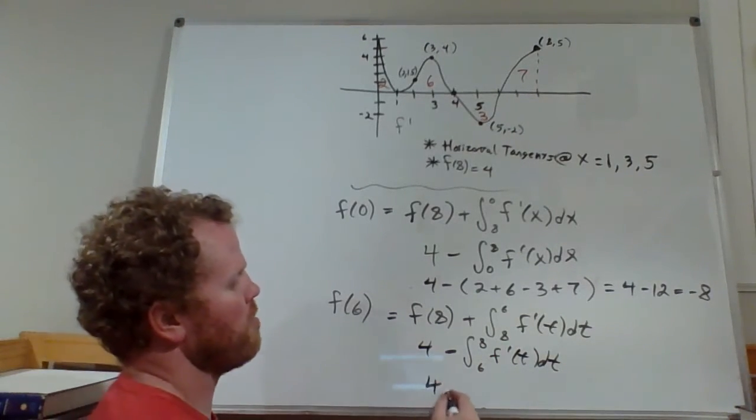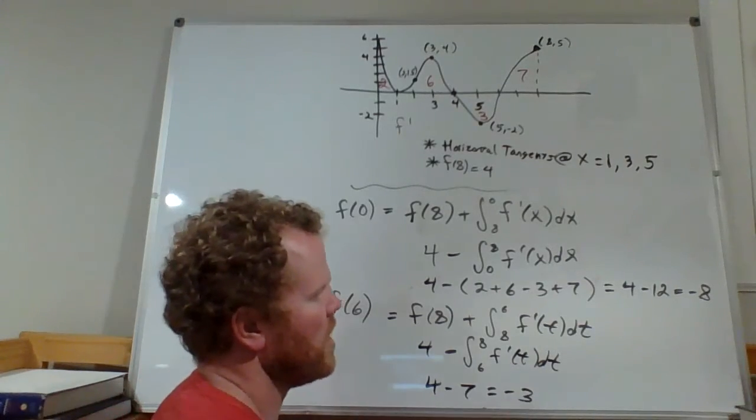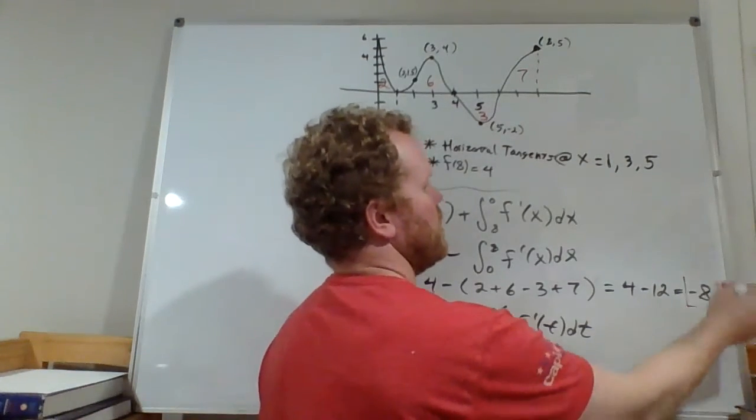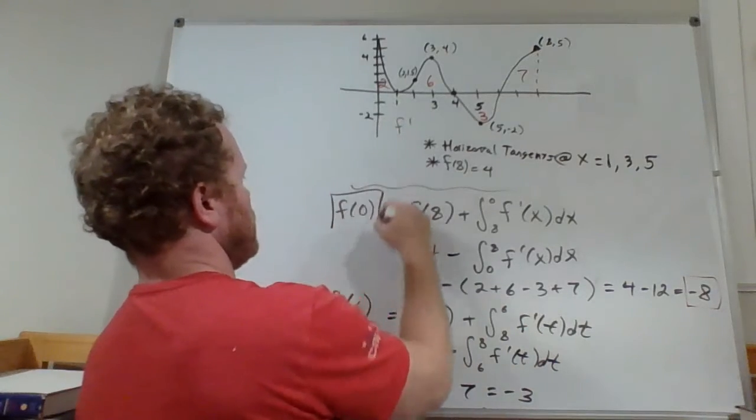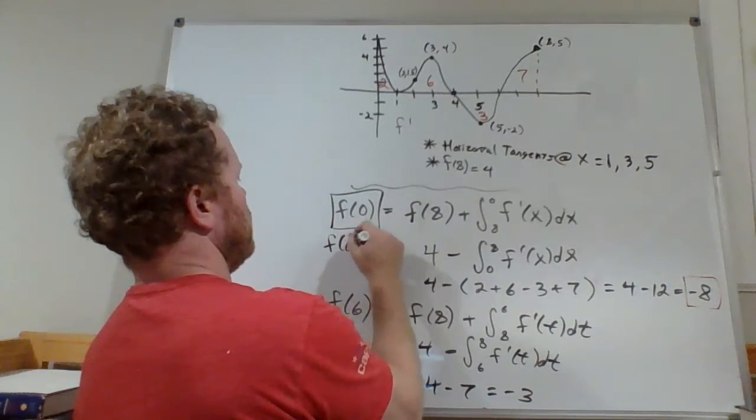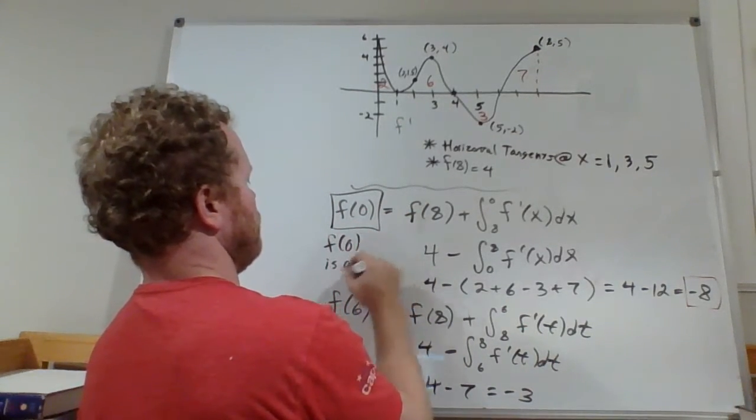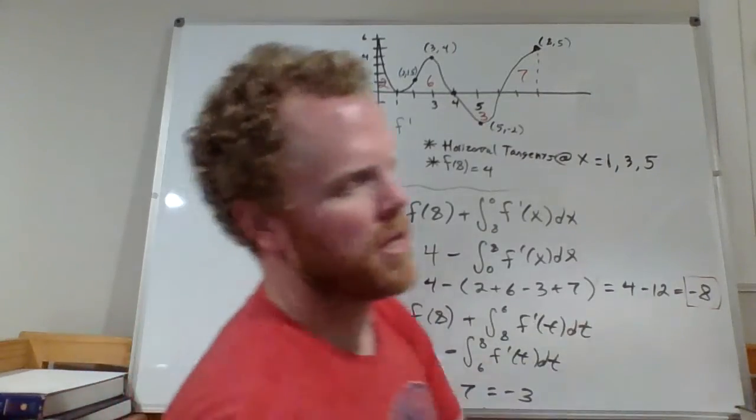So this should be 4 minus 7, which is negative 3. So this is the min, and we're done. F of 0 is the absolute min. And it happens to be negative 8.